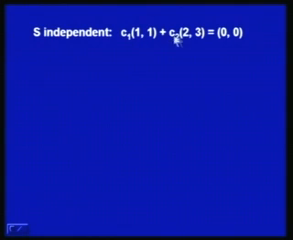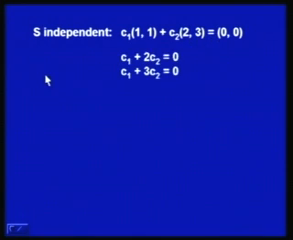Again, we have to form the linear combination of the given set, C1 (1, 1) plus C2 (2, 3), and equate it to 0. And let us see what we have next. C1 plus 2 C2 is equal to 0 and C1 plus 3 C2 is equal to 0. So, we have two equations and two unknowns. If you subtract the two, we will have C2 equal to 0, and if you substitute C2 equal to 0 in this equation, then C1 equal to 0. So, this system has only the trivial solution, C1 equal to 0 and C2 equal to 0, and this establishes that S is an independent set.